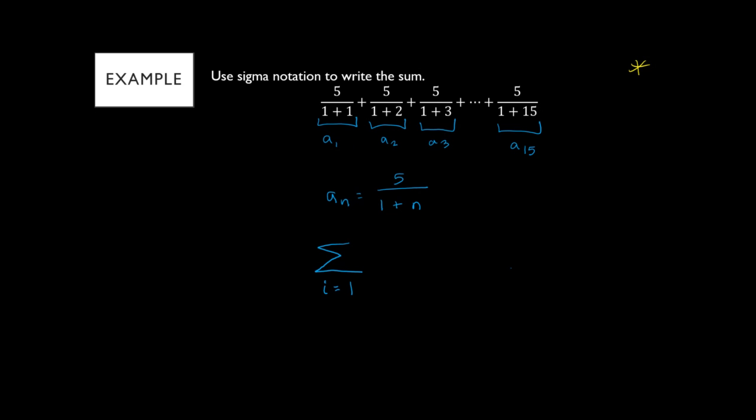But again, we start with 1, and then at the top is where you stop counting. So we're counting up to 15. We're going from the first term to the 15th term. And then what we found for a sub n, that is what is in our notation. We just change all n's to I. And so that is our sigma notation here. That we're adding all of those terms, and we're adding them up from 1 to 15.